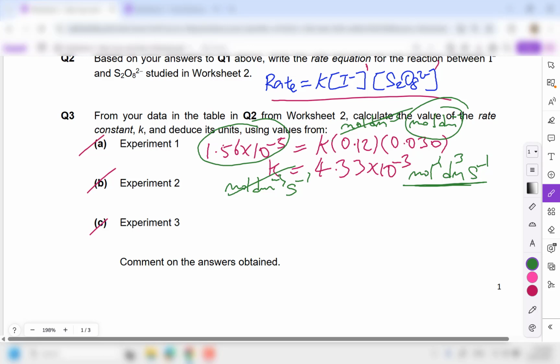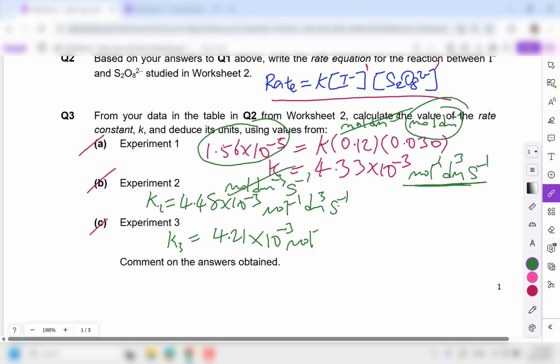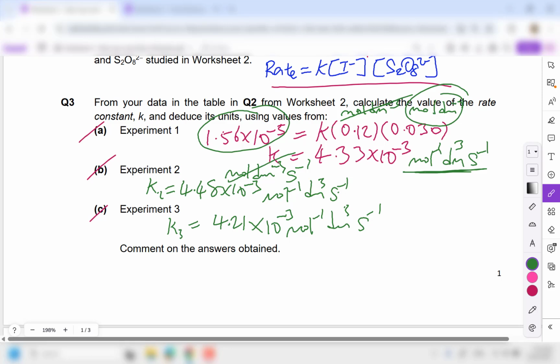Then I'm going to perform the same calculation 2 times, for experiment 2 and experiment 3. I'm just going to punch the calculator. For experiment 2, I'm going to get 4.48 times 10 to the power of minus 3 per mole dm cube per second. For experiment 3, I'm going to get 4.21 times 10 to the power of minus 3 per mole dm cube per second. Comment on all the answers, right?